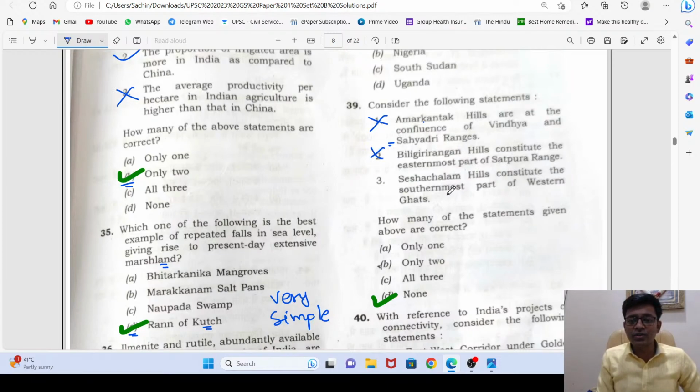Seshachalam hills constitute the southernmost part of the Western Ghat. No, Seshachalam hills are part of the Eastern Ghat. So third is incorrect. They are asking how many of the statements given above are correct. None is correct. Your answer is D.